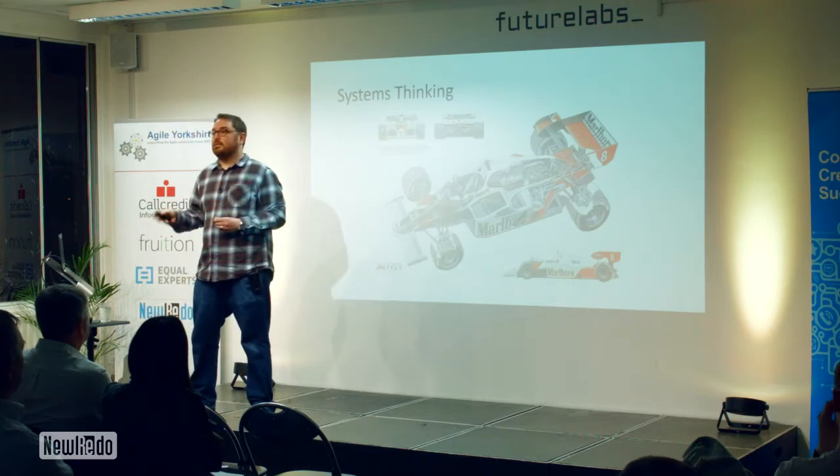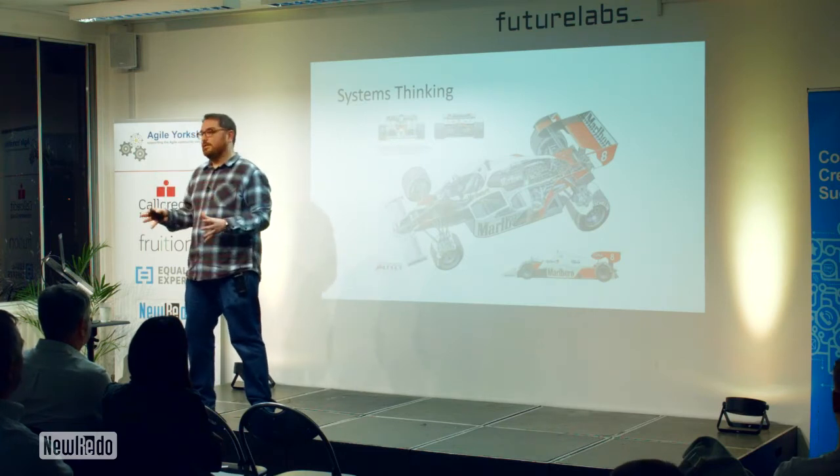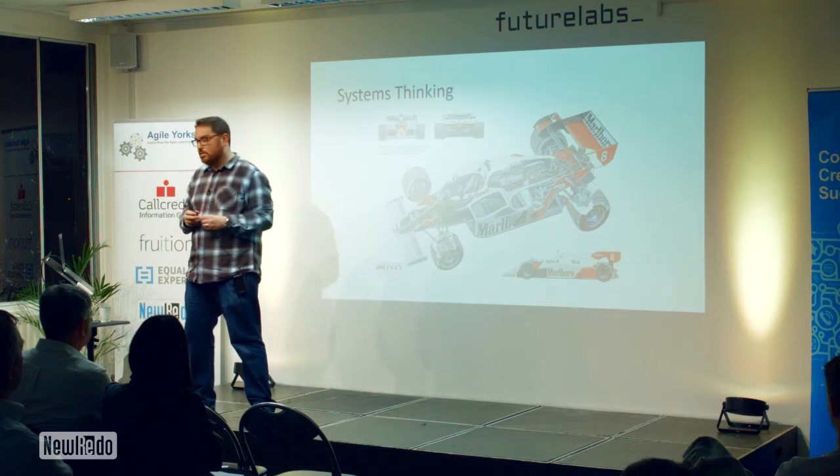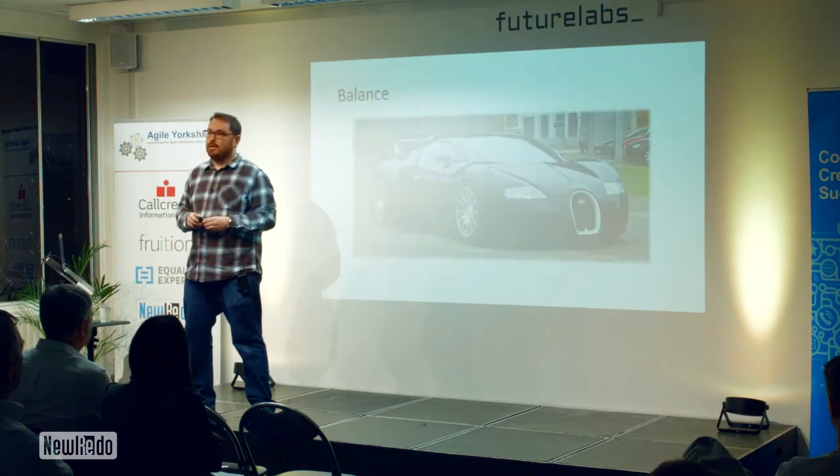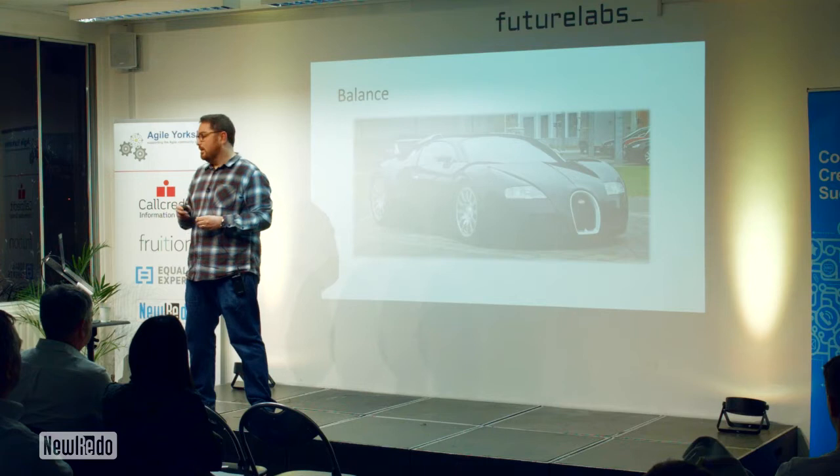Formula One teams are system thinkers. The car is a system, has to be finely tuned, has to work, all the integral parts have to work together. This is a Bugatti Veyron. It's the fastest production car in the world. It'll do 268 miles an hour in a straight line. It's not going to win any Formula One races.